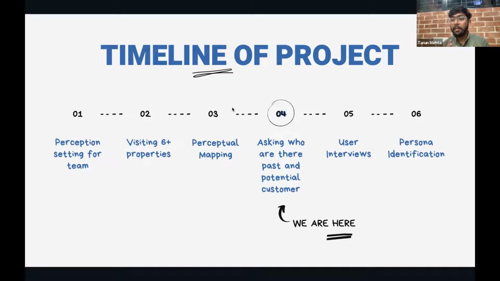The first is they are calculative, they are educated. The second is they are globally exposed, and the third is they want spacious rooms and a community. To validate these three things, we are going to do user interviews in the next steps.